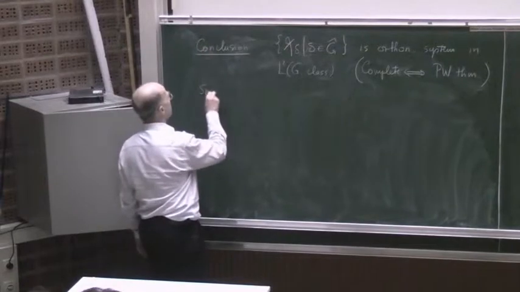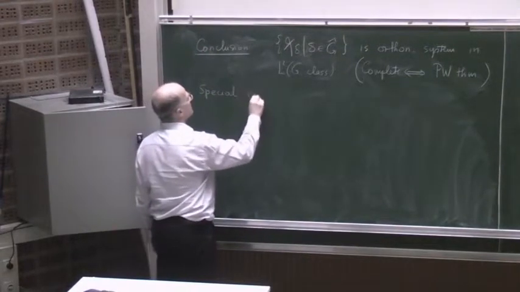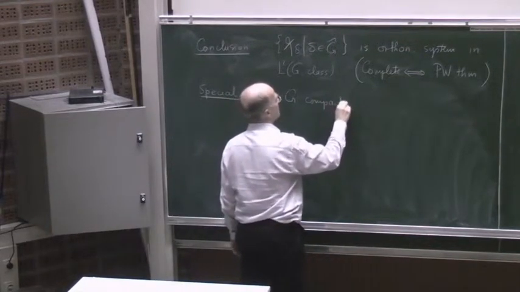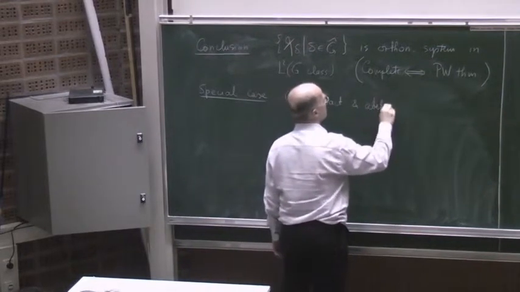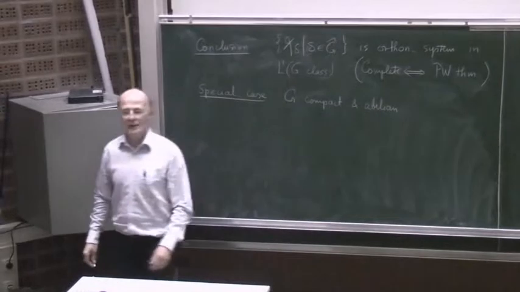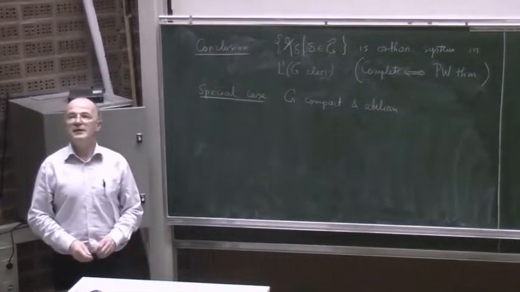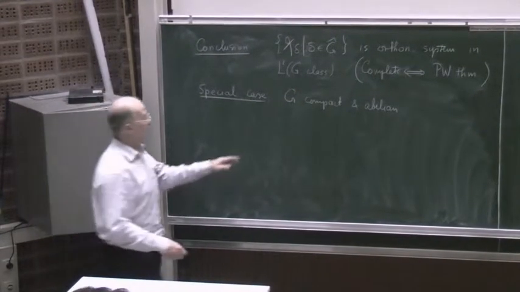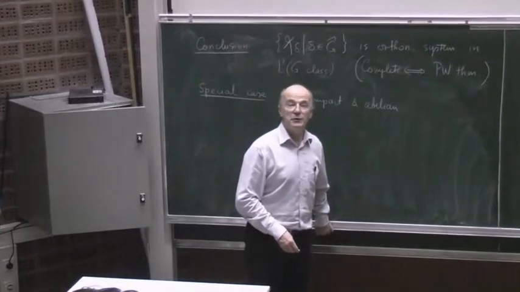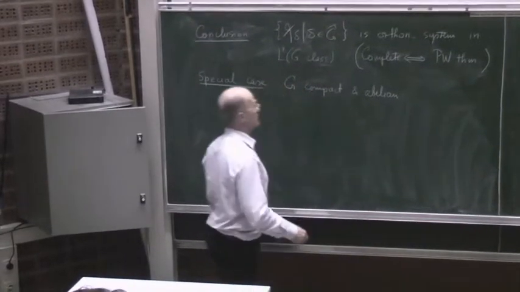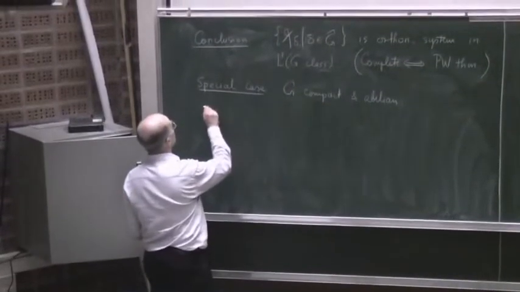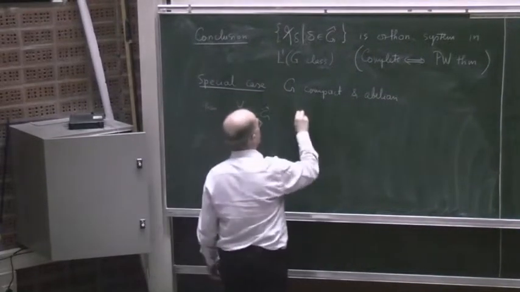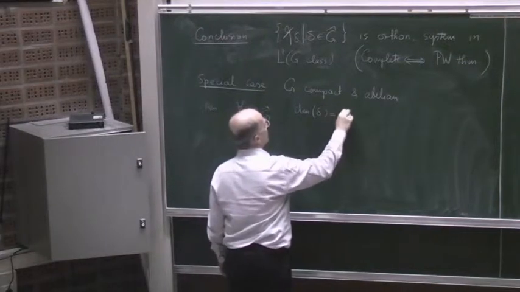Special case: that G is compact and abelian, commutative. Well, then we have seen that because of Schur's lemma, and because of the commutativity, the irreducible representations of this group are all one-dimensional. So for all irreducible representations of G, we have that the dimension of delta is 1.